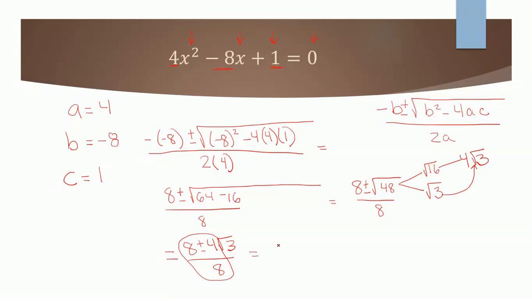So, 8 divided by 4 is just 2. 4 divided by 4 is 1. Now, you can't divide away what's inside the square root. He just gets to stay. He's in jail. So, you can't move him out of there. And then 8 divided by 4 is 2. I have finished my problem. 2 plus or minus 1 square roots of 3 all over 2.